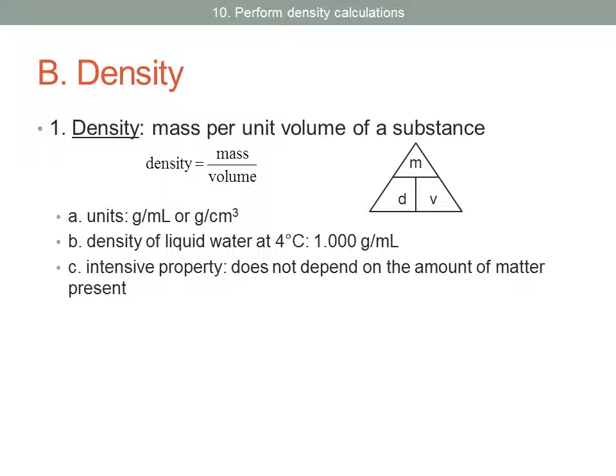Density is an intensive property, meaning it does not depend on the amount of matter present. When we say the density of water is 1 gram per milliliter, we don't have to say how much water is present. Whether we have a cup full, a bathtub full, or an entire ocean full of water, the density of that water is the same, 1 gram per milliliter, regardless of how much we have.